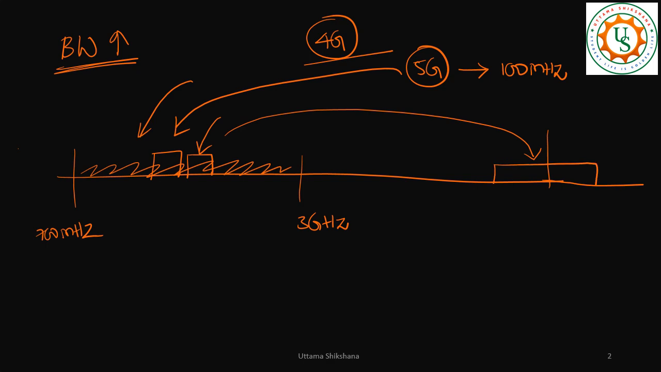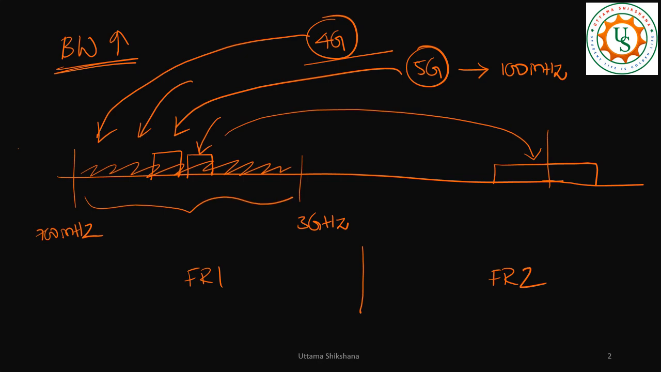That is when, in 5G, there came the introduction of two frequency ranges, called FR1 and FR2. In case of 4G, there was only one frequency range, that was this one. But in 5G, we have two frequency ranges, FR1 and FR2. All frequencies less than 6 gigahertz come under FR1, and FR2 is above 6 gigahertz.